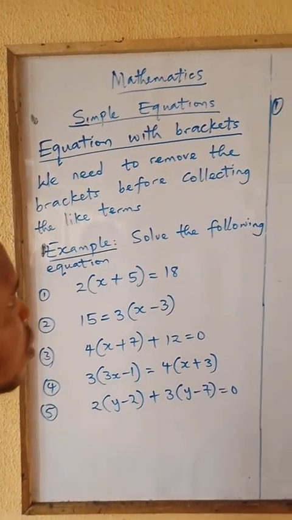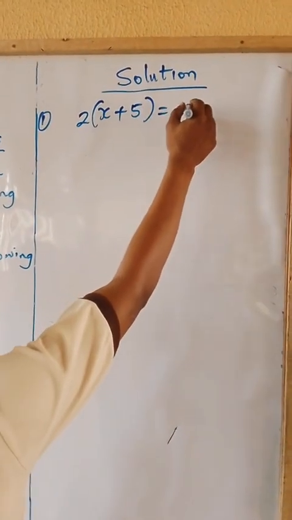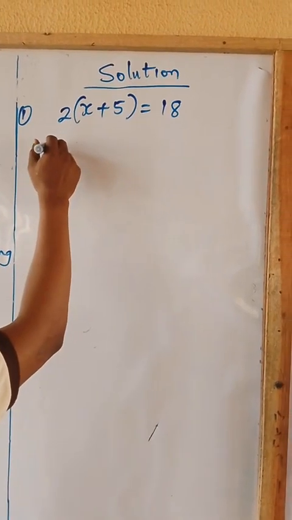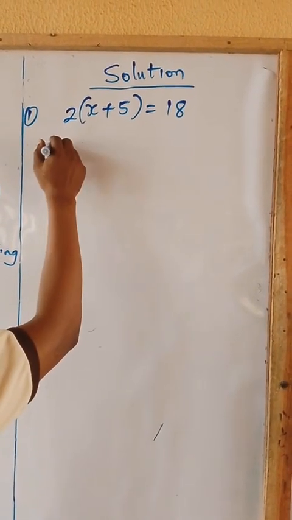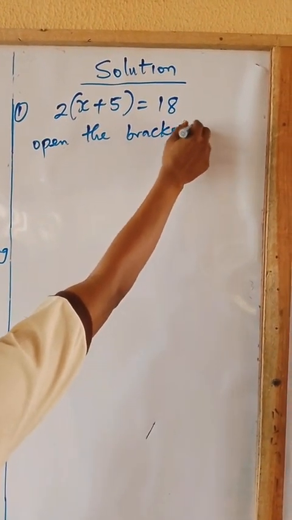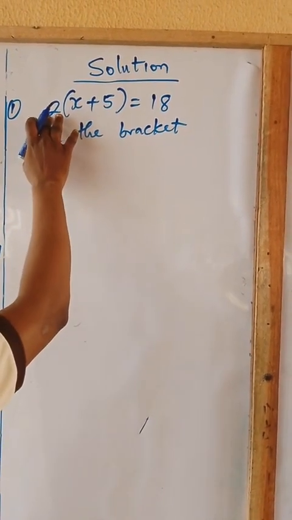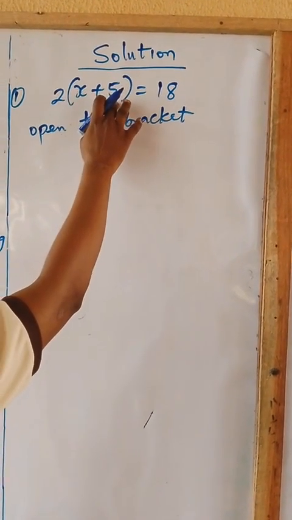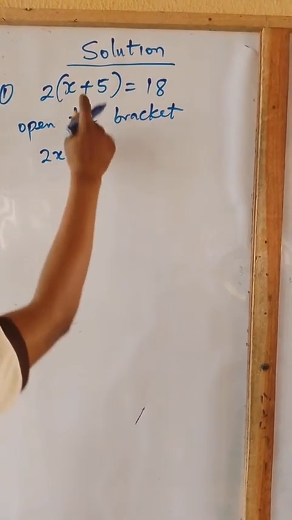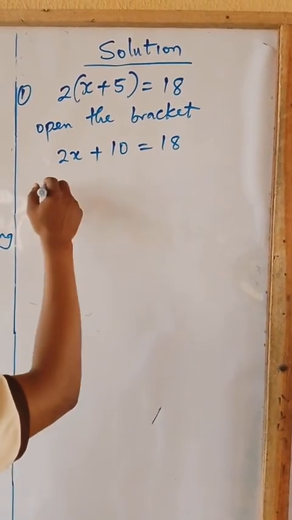Let's solve question 1. We have 2 into bracket x plus 5 is equals to 18. So what we need to do is to open the bracket. And by the time we open the bracket, that means we are going to use the number that is outside here to multiply all the elements that are within the bracket. 2 times x will give us 2x. Then 2 times 5 will give us 10. So we are going to have 2x plus 10 is equals to 18.